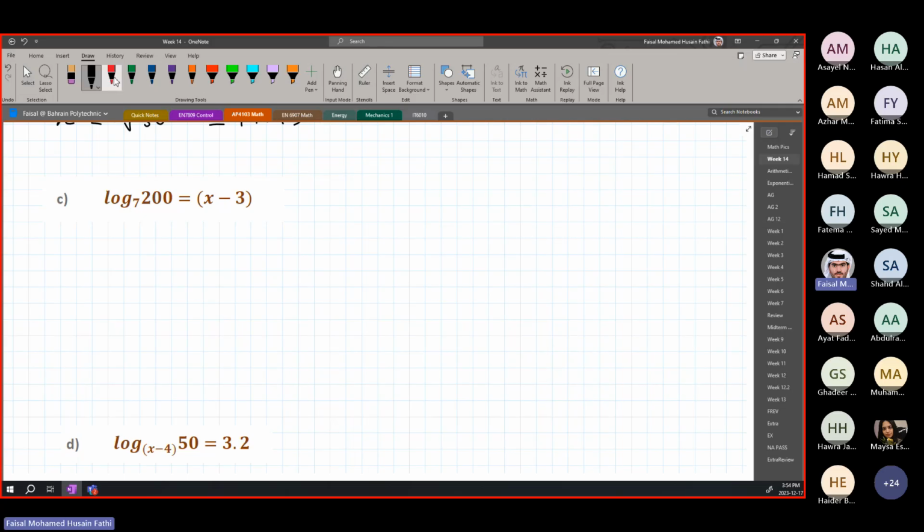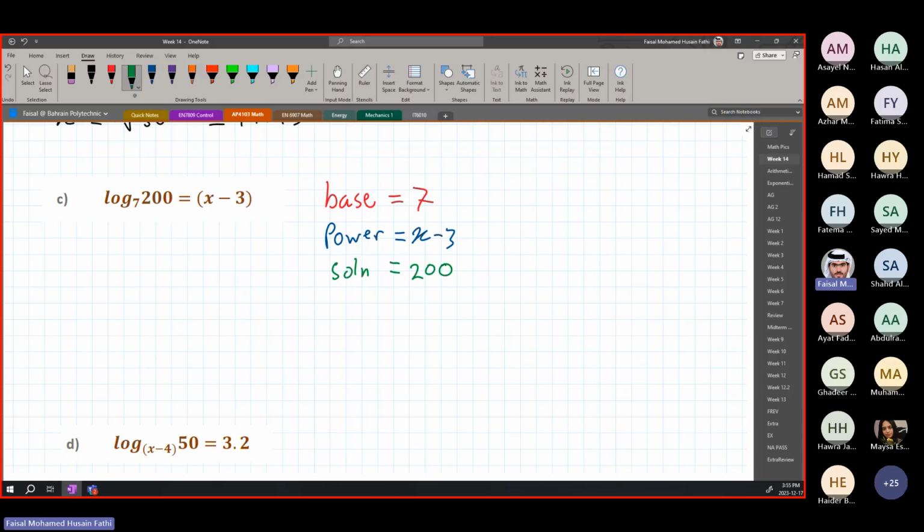Log 7. Okay, guys, I want you guys to tell me what the base here is, what the solution here is, and what the power here is. I want the base. Give me the base. Tell me what the base is first. What is the base? 7. What is the power? What is the power? X minus 3. Right. And the solution is 200.